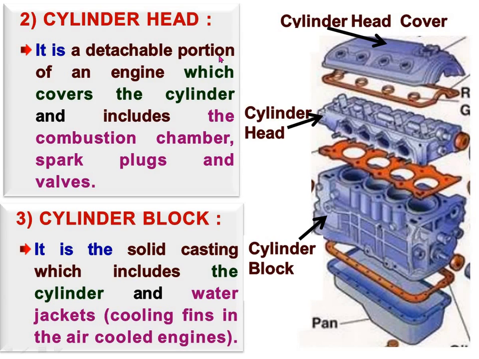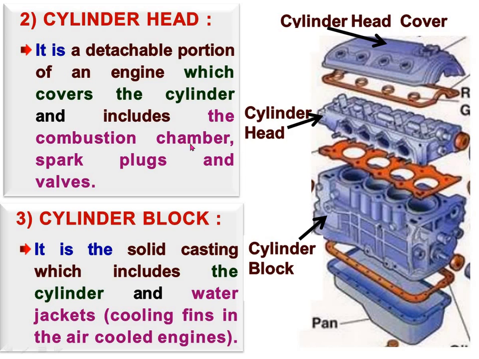It is a detachable portion of an engine which covers the cylinder and includes the combustion chamber, spark plug, and valves. Means, this is the detachable portion. See here, cylinder head cover, and this is cylinder head. Over the cylinder head, there is a cylinder head cover fitted tightly using the proper gasket in between cylinder head cover and cylinder. Cylinder head is a detachable part.